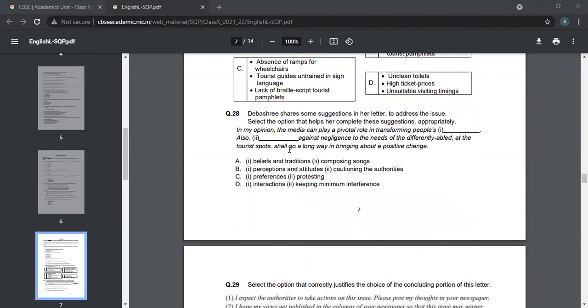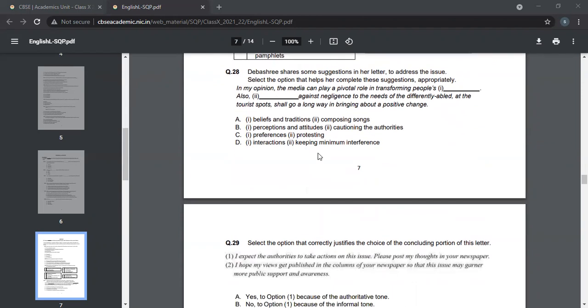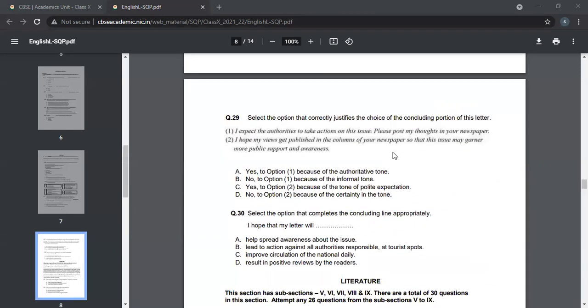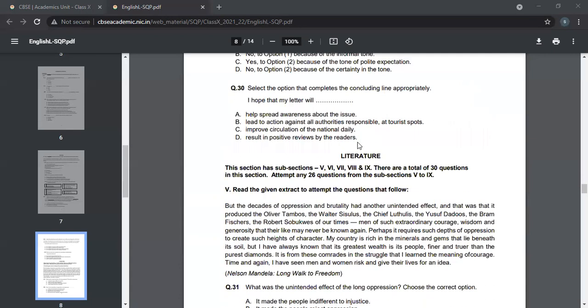Then they have mentioned complete the suggestions which Debashree give. ठीक है? Then A option में कुछ suggestions हैं, B में है, C में है, D में है. Then you have to choose the right one. Yeah? A की letter के basis पे 5-5 questions आए. One letter is there and 5 questions on the basis of that. जरूर बेटा सॉल्व करना है ये पेपर. क्लियर?